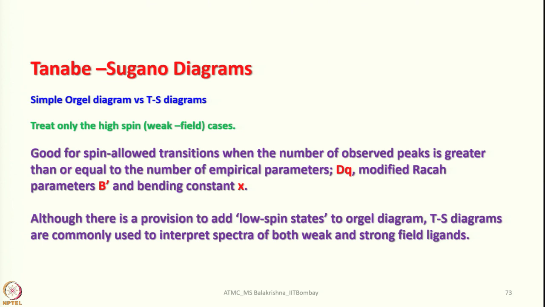And the Orgel diagram is good for spin allowed transitions when the number of observed peaks is greater than or equal to the number of empirical parameters: Dq, the modified Racah parameter B, and the bending constant X.